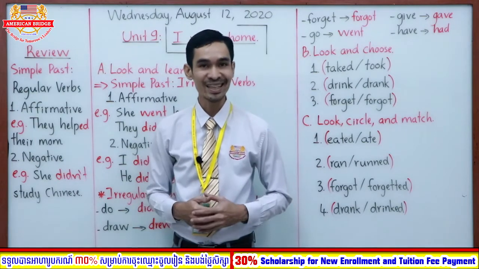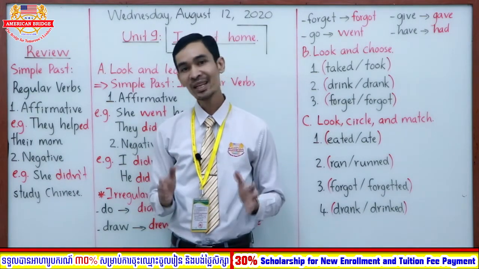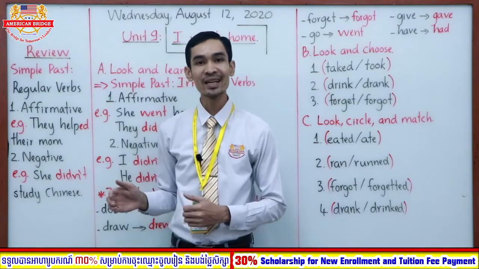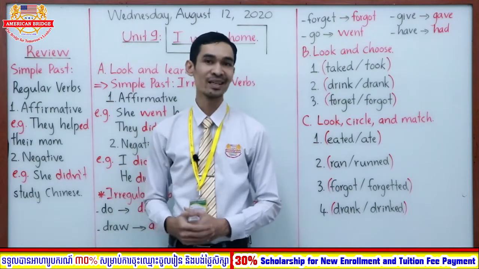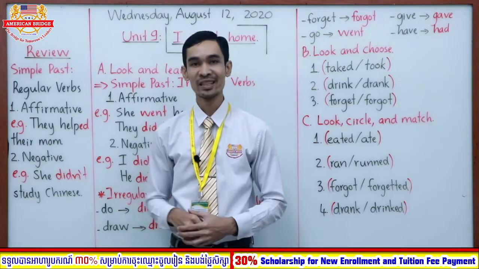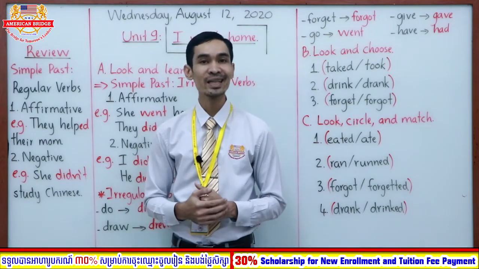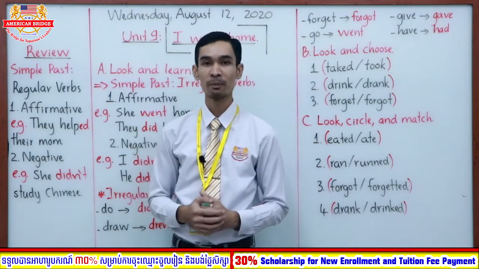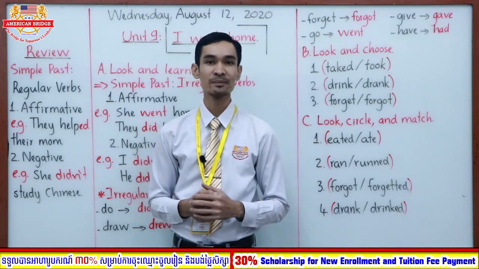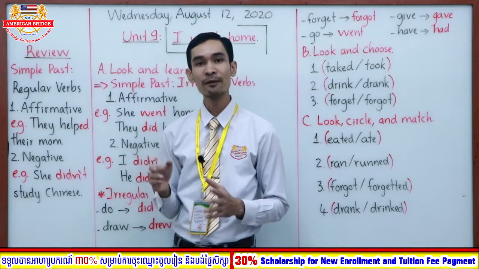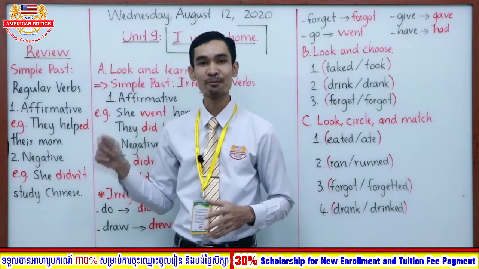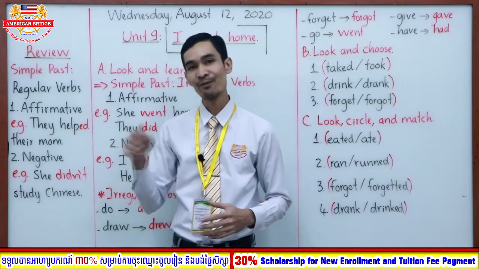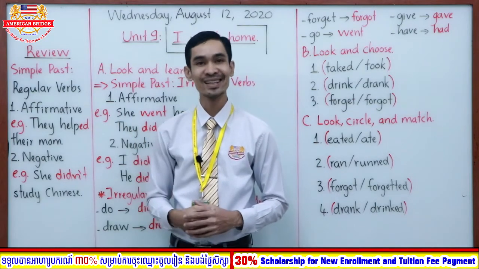When do you add d? You add d when the verb ends in the letter E, and then you add only d. And when do you add ed? We add ed to most verbs. When do you add ied? We add ied when the verb ends in consonant plus y, and then we change y to ied, right? Very good.